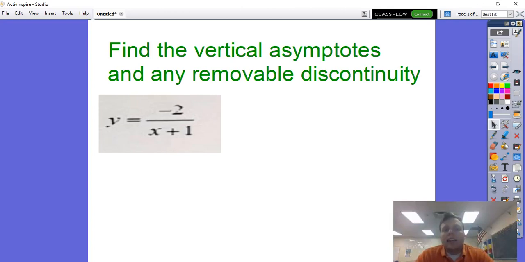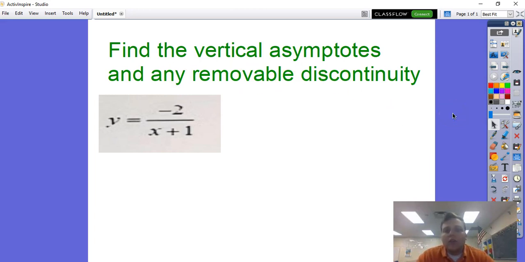Hey guys, we're going to be continuing with what we talked about yesterday, which is the rational or reciprocal function, depending on which way you want to call it, okay? Now, right here we're staring at a rational function. And the instructions I've given us are find the vertical asymptotes and any removable discontinuity.